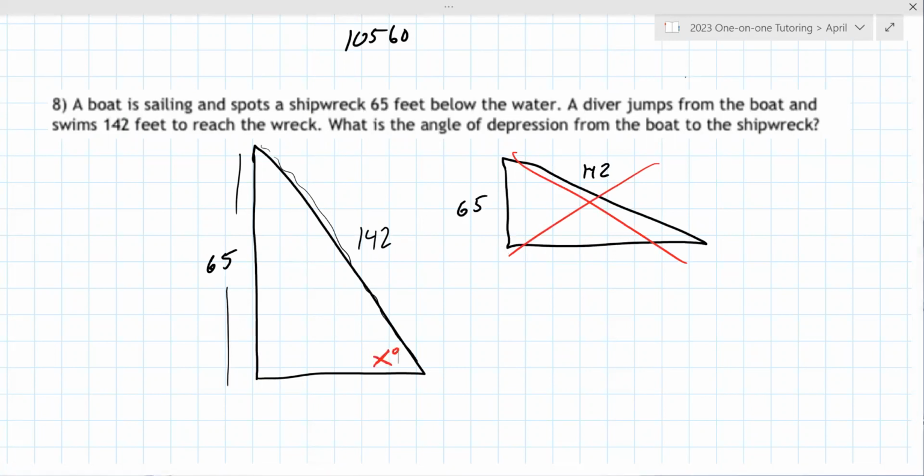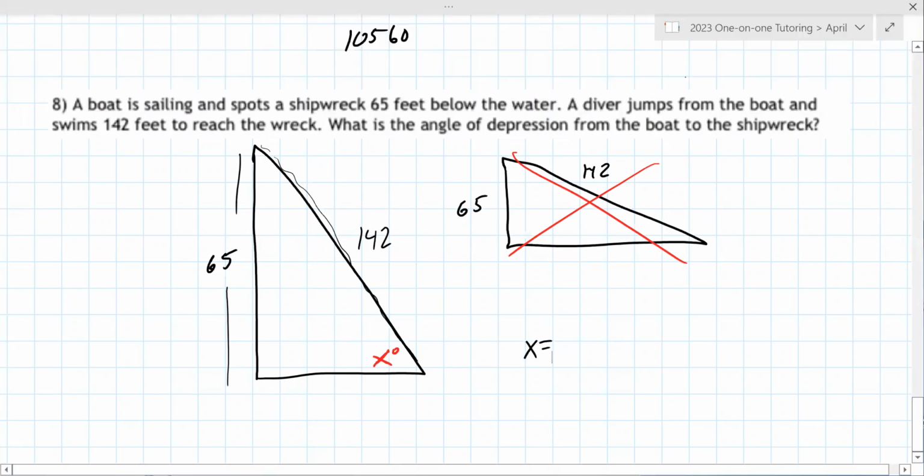Okay. So if you want to try solving for that, let me know what you come up with. Is it sine, cosine, or tangent, also, I guess we should talk about? I believe that it's sine. It is. Okay. Okay, I got 27.2 degrees. I think that's right. Yes.